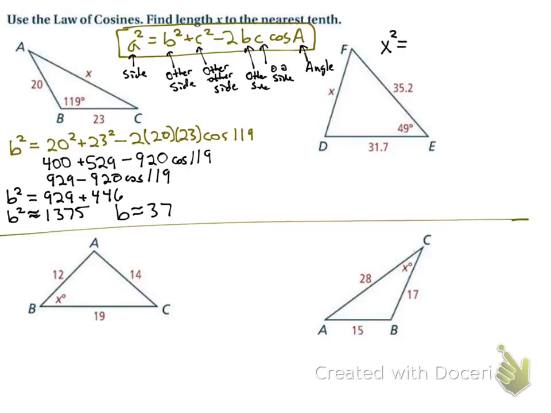I need the other side squared. What side do you want to pick first? 35.2. What if you hate 35.2 and you like 31.7? Could you write that one first? Sure, you can. You can do whatever you want as long as it doesn't break math rules. The other one's 35.2. Oops, I forgot the 2.